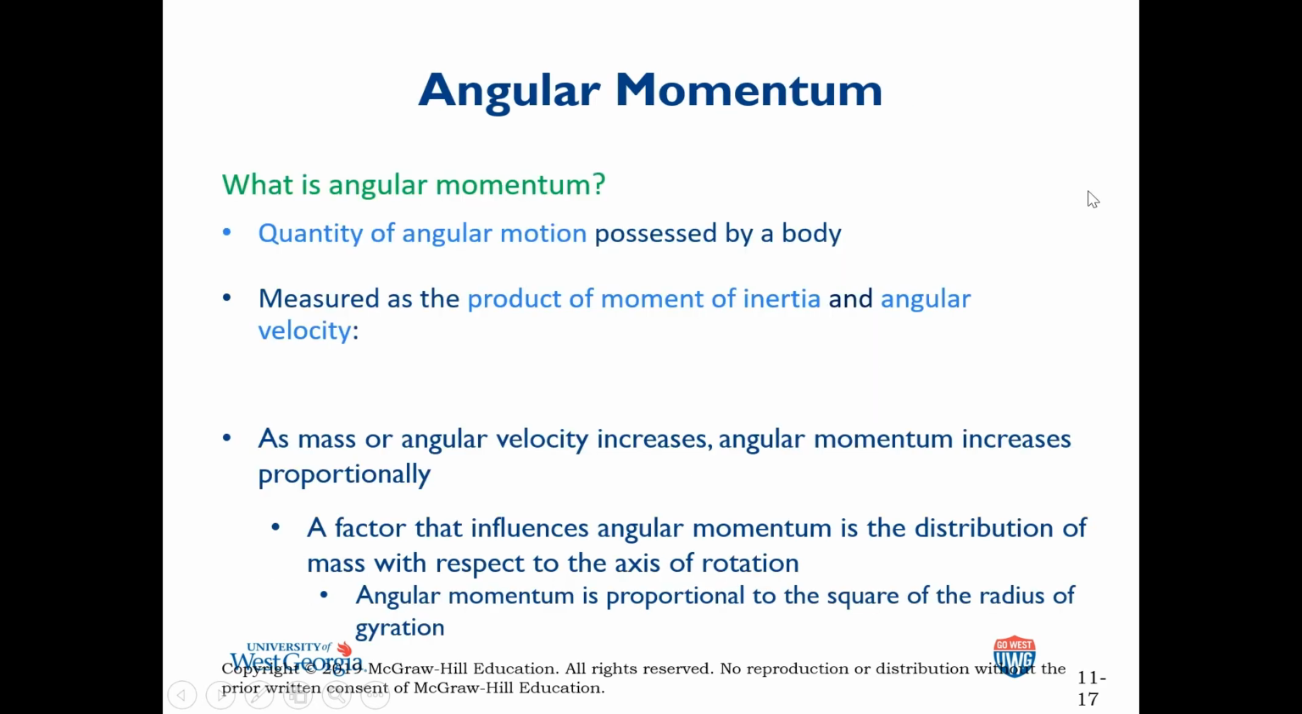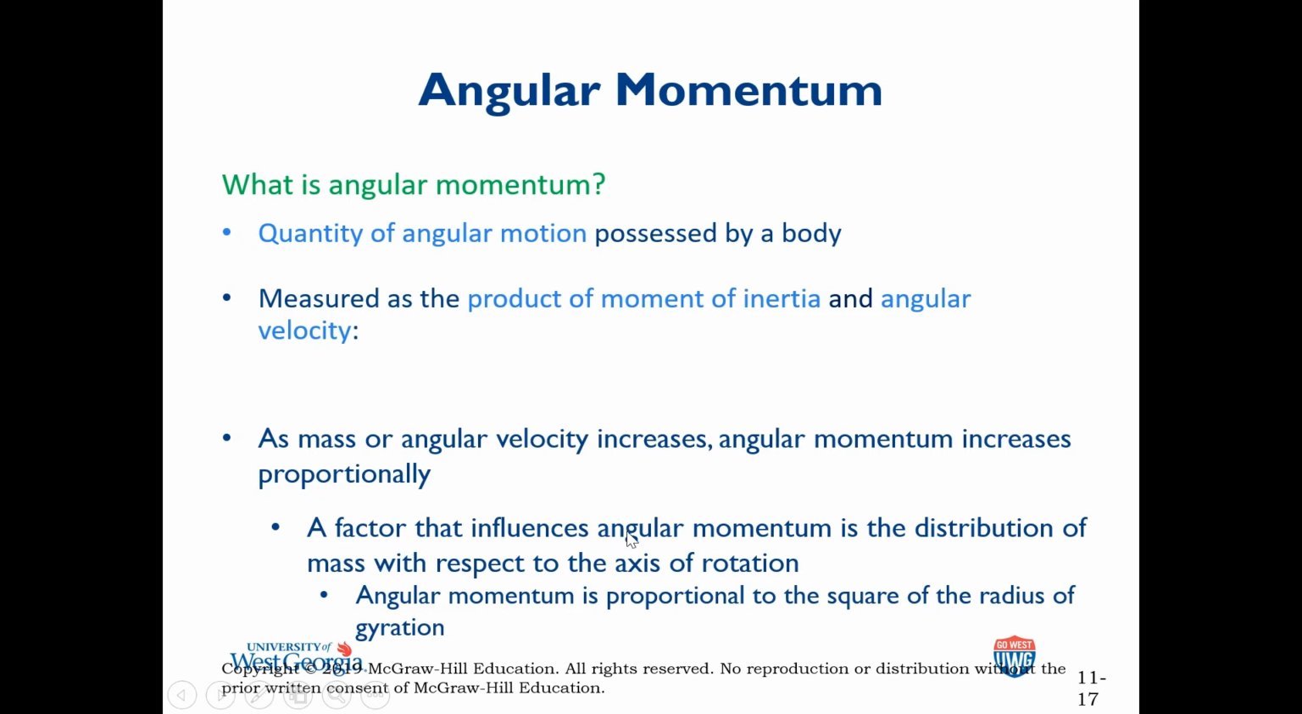So, when we talk about angular momentum, which we've been looking at, angular momentum is the quantity of angular motion possessed by a body. It's how much of that is coming in, and it's usually measured as the product of the moment of inertia and the angular velocity. As mass or angular velocity increases, angular momentum increases proportionally. So, what we're saying is that it doesn't matter if your mass increases or your velocity increases, it's going to increase your momentum at the same rate. And if we decrease it, it's the same as well.